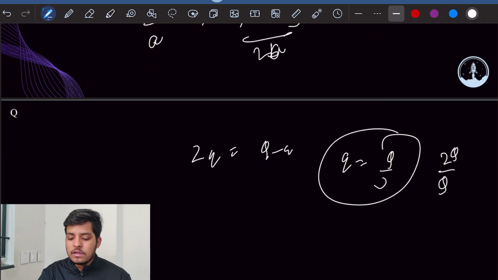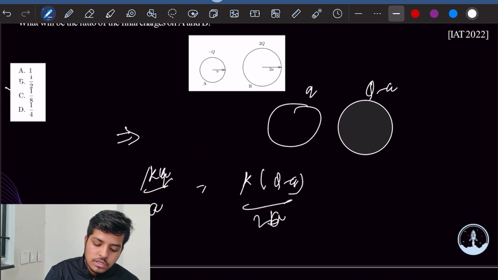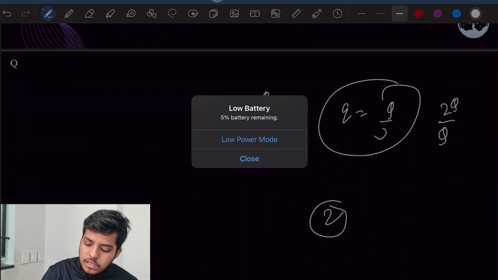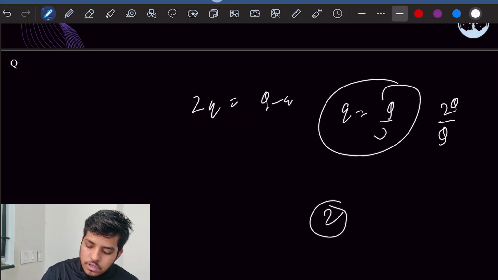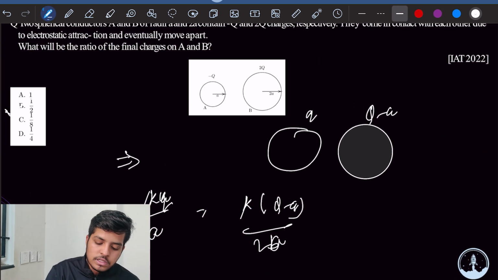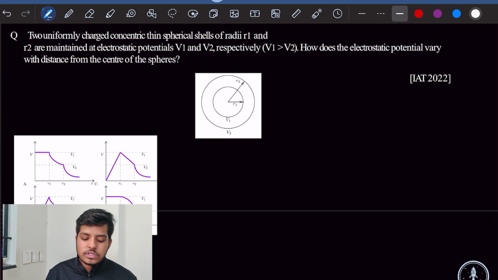And we have to find the ratio of these charges. So Q by 3 upon 2Q by 3, so it will be 1 by 2. It will be the ratio of charges on the spherical shells. So B is your correct answer. Let's move to the next question.